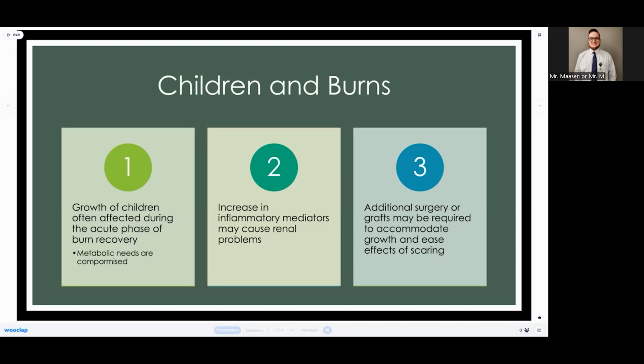There tends to be an increased inflammatory response with children, and they usually require more additional skin grafts, more additional healing processes. So there's a lot more involvement with children, and then the risk of infection tends to be higher just because of that. So keep that in mind.